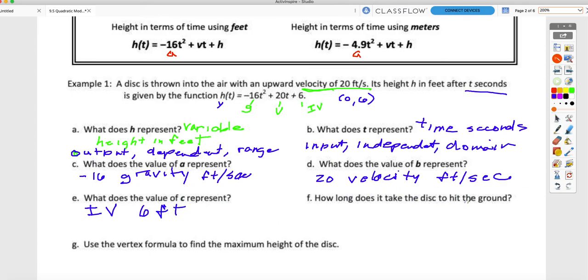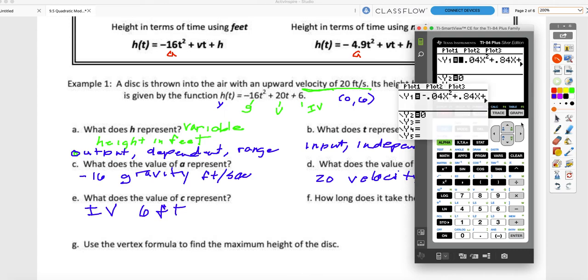How long does it take the disc to hit the ground? Okay, how am I going to find that? Well, I can factor this. I can use the quadratic formula, or I can put it in my calculator. Let's see what I did when I worked the example. Pretty sure I didn't try and factor it. We're going to go ahead and graph this because I think that that's what we want to do at this point. So let's bring the calculator up again.